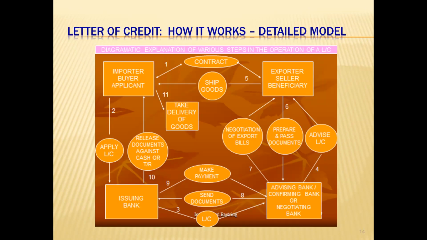Okay, so again, we're going back. So the exporter's bank, point number 4, advises the exporter that the letter of credit is in place. Okay, so then 6, the documents are prepared. So they go to the advising bank. Okay, and then we move on from there, from the advising bank or the exporter's bank. They send the documents to the importer's bank.